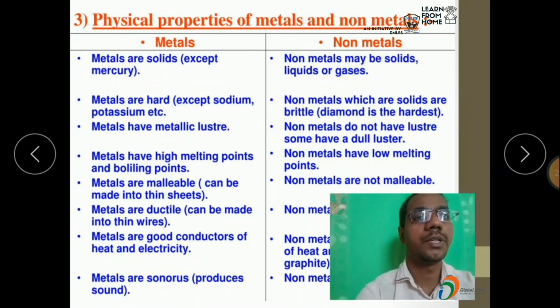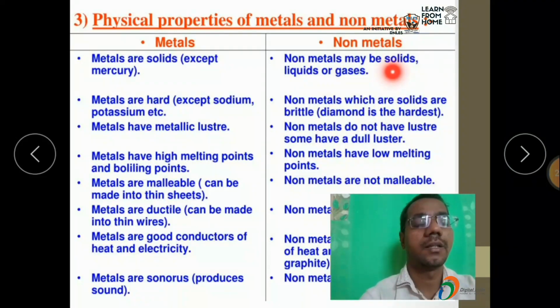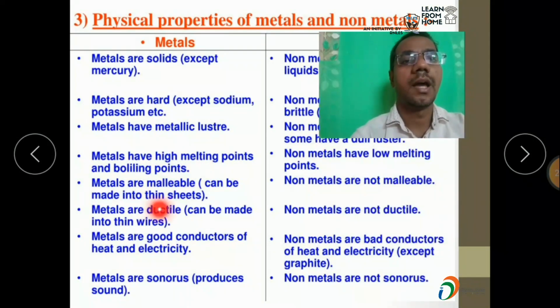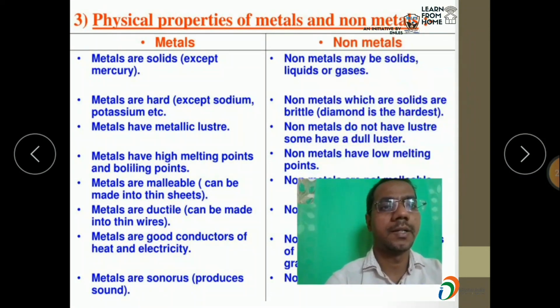Then differentiating points between metals and non-metals. Metals are solid, while non-metals are present in all three states. Metals are hard, non-metals are soft. Metals have metallic luster, non-metals do not. Due to being hard in nature, metals have a high melting point, non-metals have a low melting point. Metals are malleable, non-metals are non-malleable. Metals are ductile, non-metals are non-ductile. Metals are sonorous, non-metals are non-sonorous. Metals are good conductors, non-metals are bad conductors of electricity.